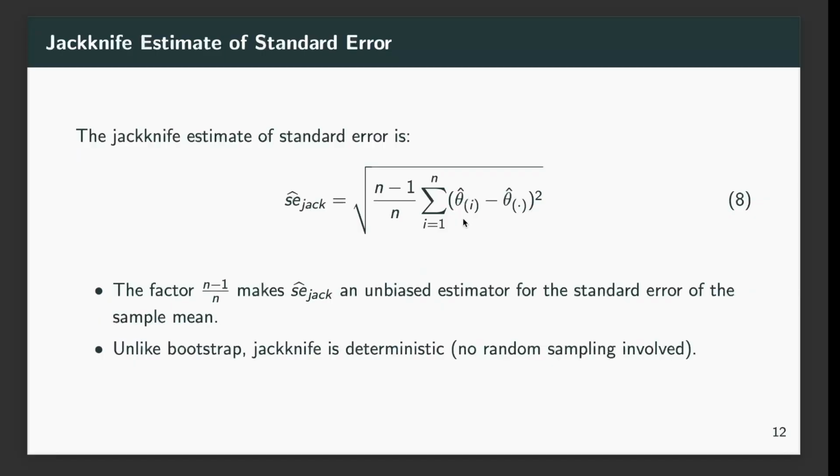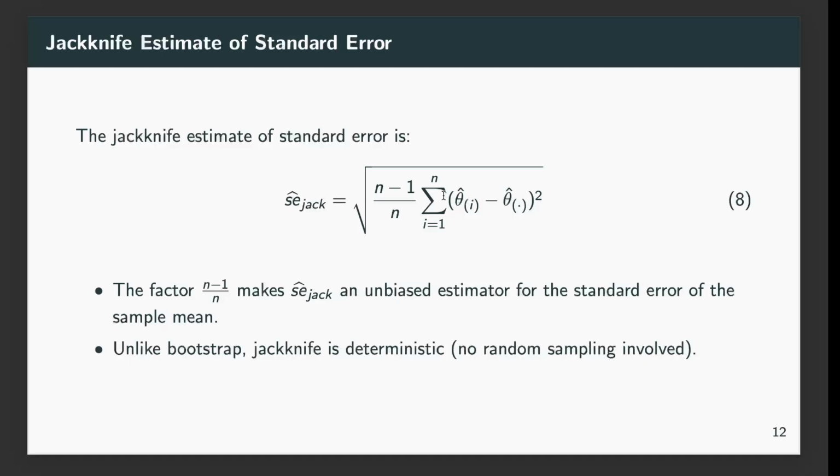So next is the Jackknife estimate of the standard error. The formula is given by the standard error hat of the Jackknife, which is given by this formula. And as you can see here, we still have theta hat i minus theta hat dot. This one is the leave-one-out sample, and we take the square of the differences, sum them, and then we multiply by n-1 divided by n, and then we take the square root of it to get the standard deviation as the standard error.